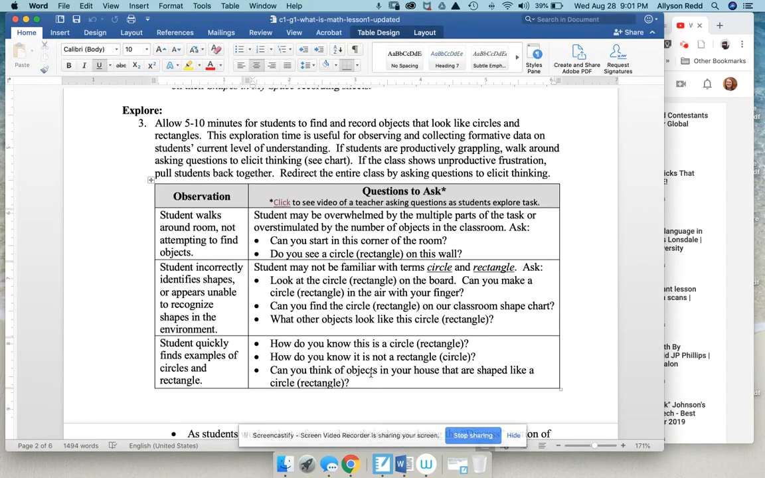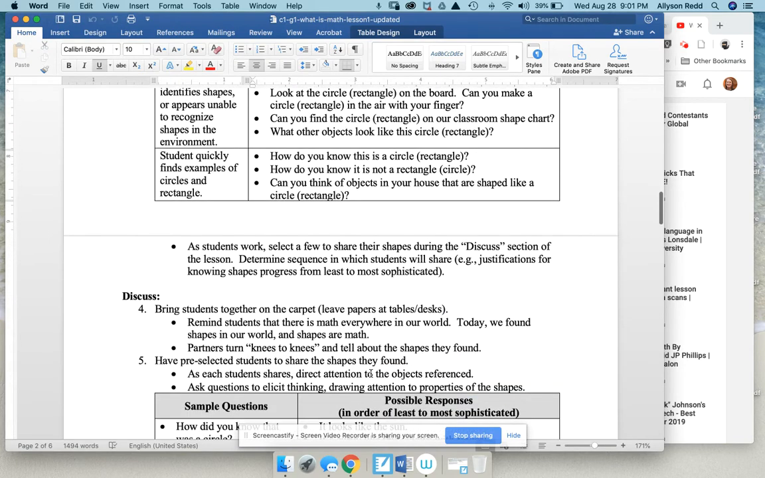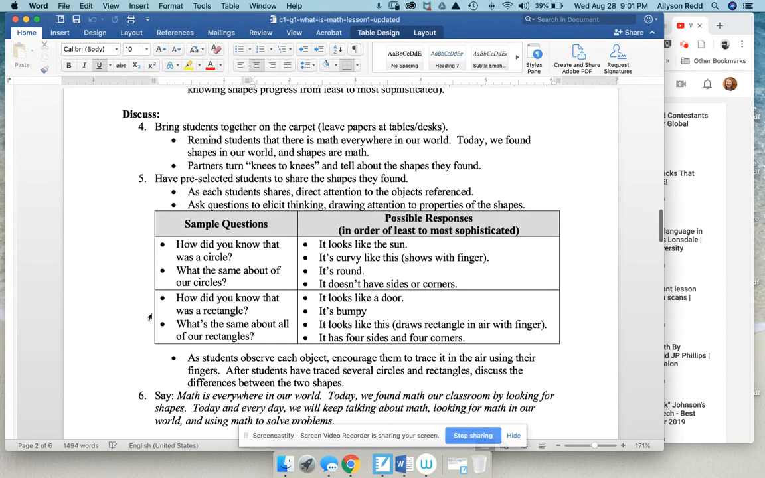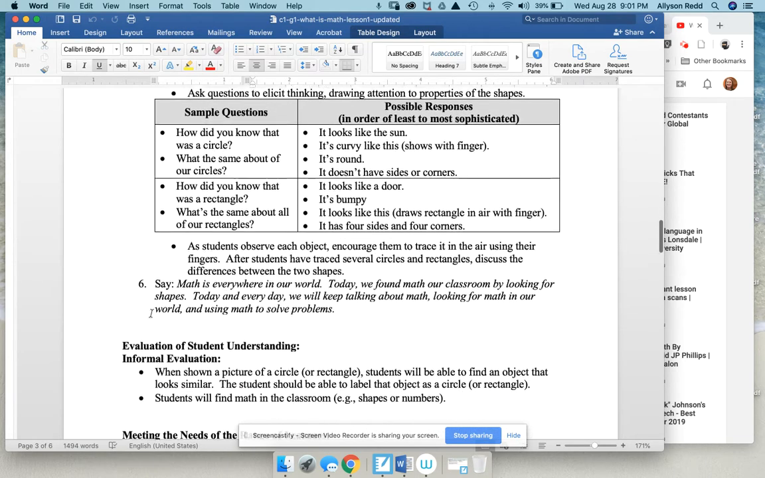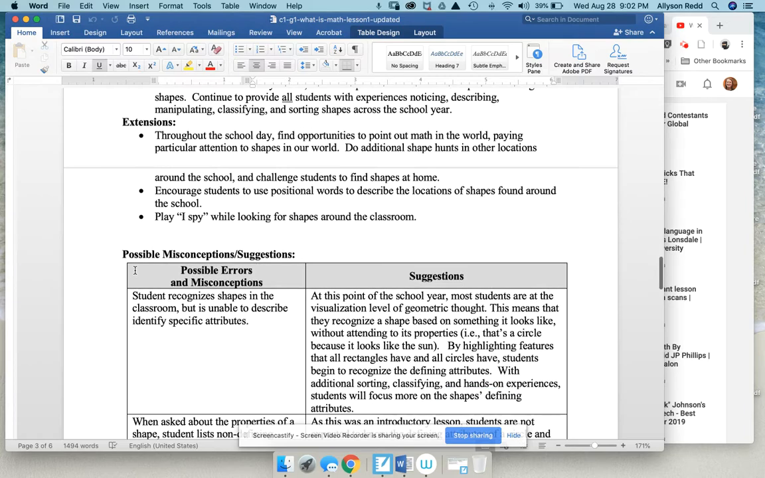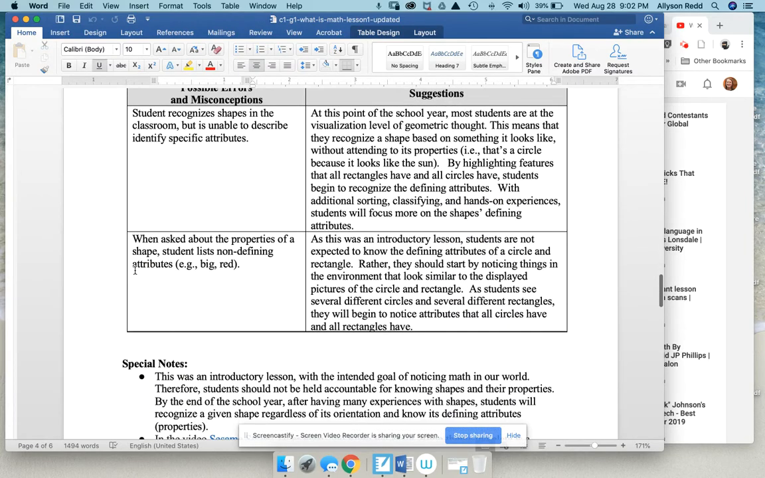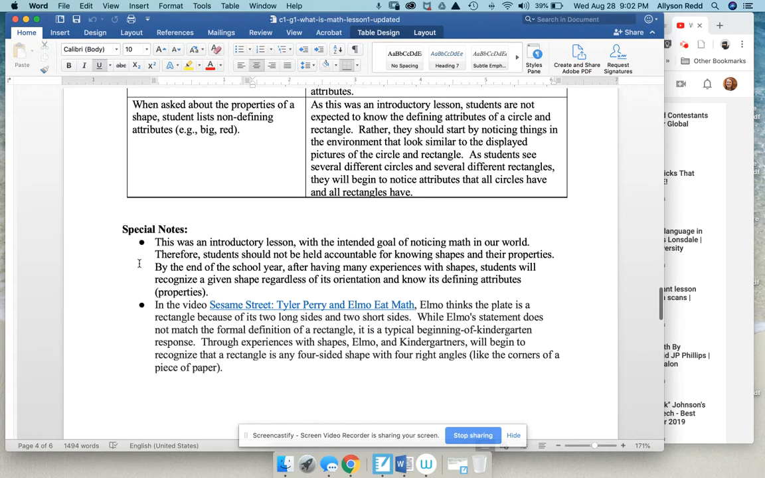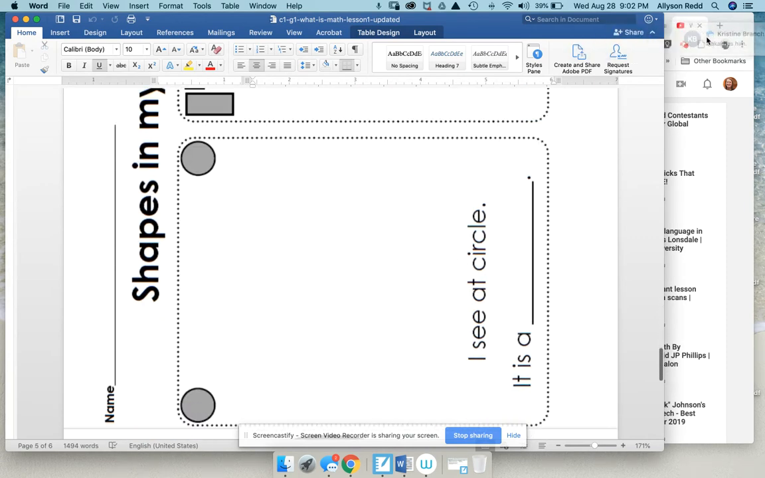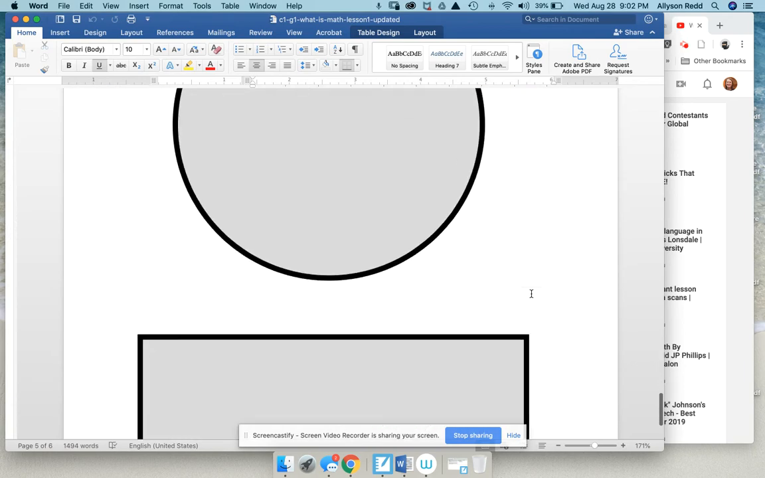Okay, I kind of wish we could have seen more of that. But so then once the kids have had a chance to explore individually, then it's coming back together as a group to talk about what they found and what they observed. So this goes into how to provide some interventions, extensions, possible misconceptions and suggestions. So knowing that this was an introductory lesson, that's a great place to start. And then it has the work that comes with the lesson, the student work that comes with the lesson.